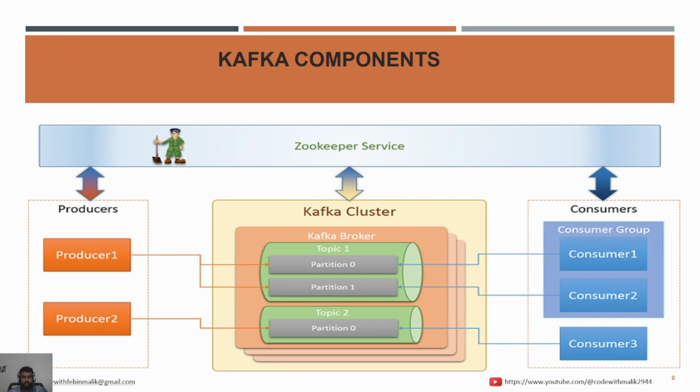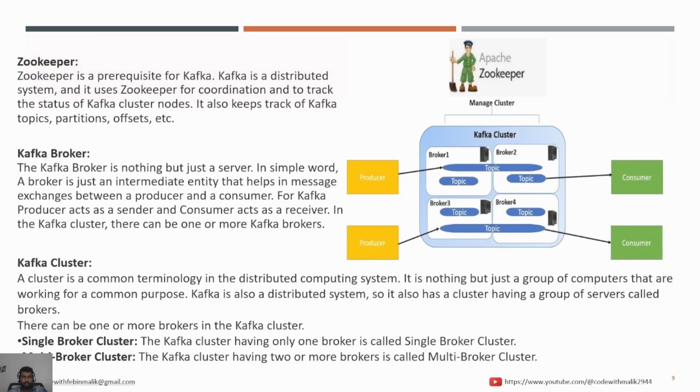Kafka components. Zookeeper. Zookeeper is a prerequisite for Kafka. Kafka is a distributed system, and it uses Zookeeper for coordination and to track the status of Kafka cluster nodes. It also keeps track of Kafka topics, partitions, offsets, etc.